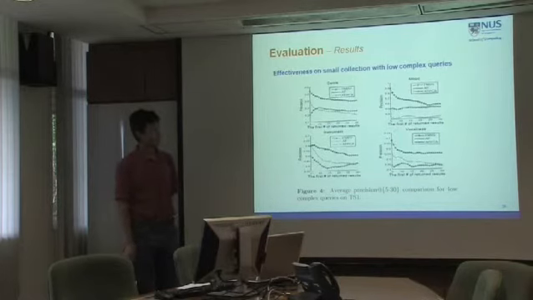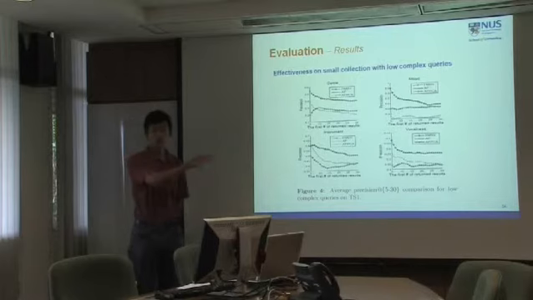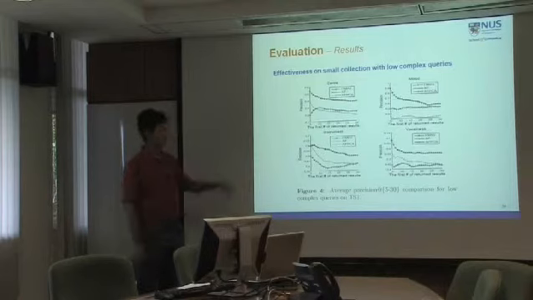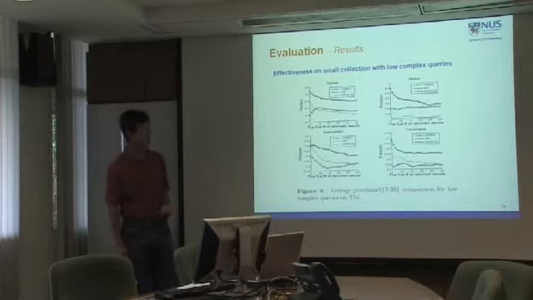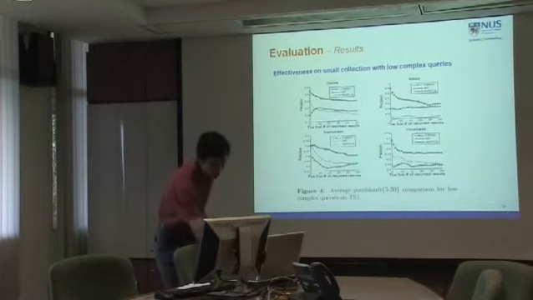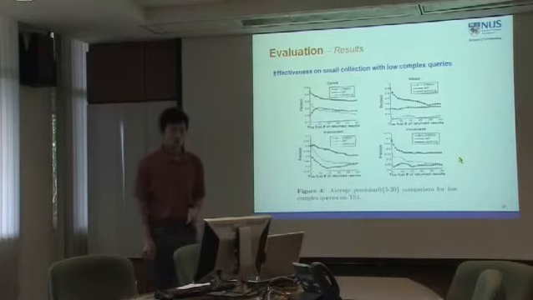Here are some results. We'll only show you the final results. The results of each component are all written in the paper or at the end of the talk, so if you are interested, we can talk about that later. Here is the final effectiveness result on the small collection with low complex queries. We can see that the new feature type we proposed generally gives us better precision in the retrieval results.